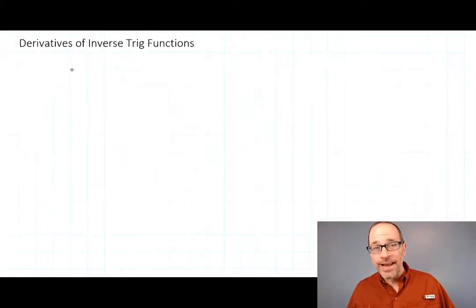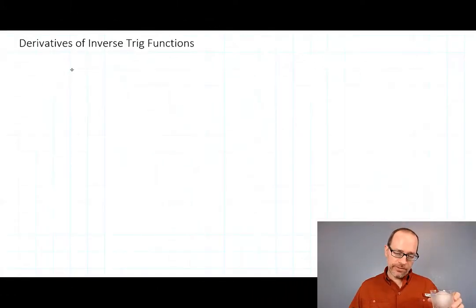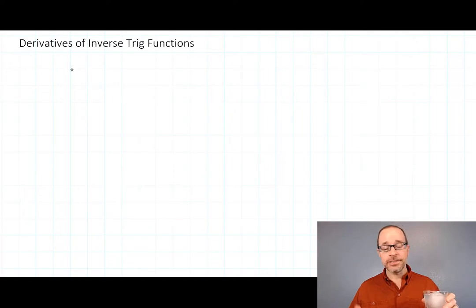Howdy, welcome back. Today we're going to do the derivatives of inverse trig functions and its implicit differentiation, aka the chain rule that lets us do it.